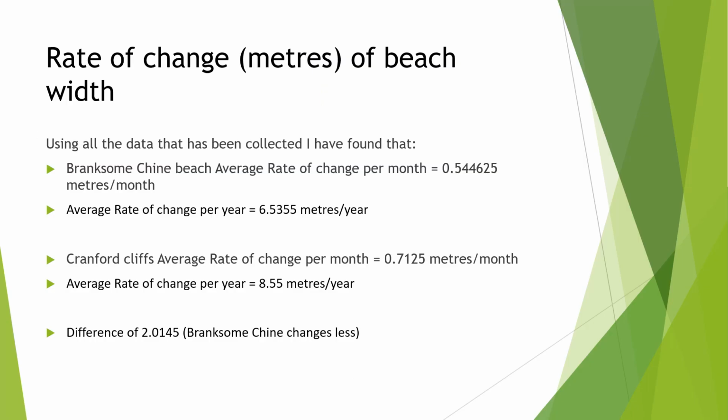Using the data, I found that the average rate of change per month for Branksome Chine was 0.55 metres per month, and per year that is 6.54. Cranford Cliffs average rate per month was 0.71, and then average change per year was 8.55 metres per year. So the difference is about 2 metres. So Branksome Chine changes less, which means it's more stable.